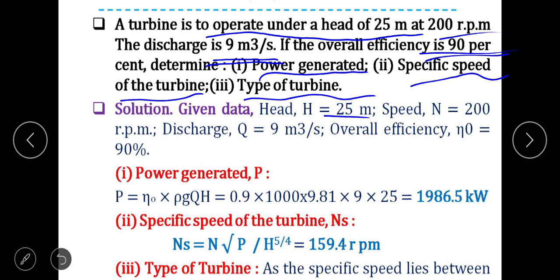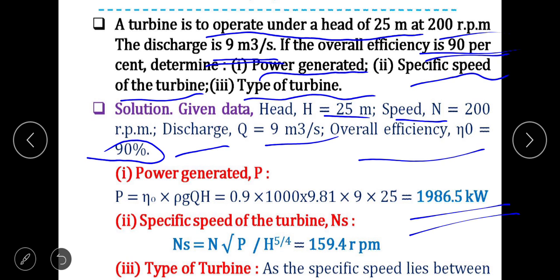Head is given as 25 meter. Write it in the symbol. Speed N is 200 rpm. Discharge Q is equal to 9 meter cube per second. Overall efficiency, that is eta suffix O, is 90%, means 0.9. Power generated P is equal to, we know, efficiency overall multiplied by rho g Q H. Substitute everything, you will get power in kilowatt, 1986.5.